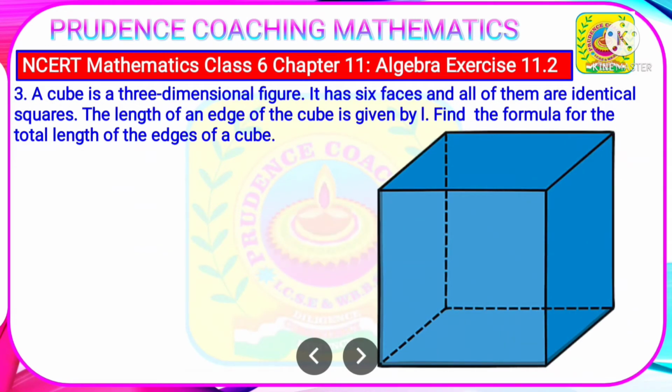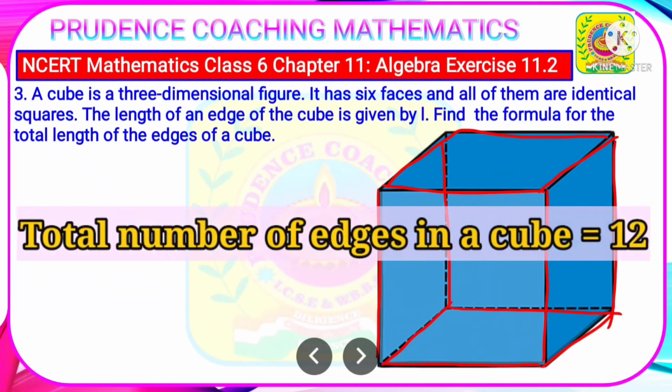Now what are the edges? As you can see, these lines are edges. So in total we have 4 here. This one is 5, this one is 6, this one is 7, this one is 8, this one is 9, this one is 10, 11 and 12. So a total of 12 edges are there.